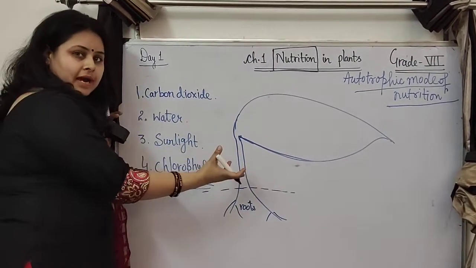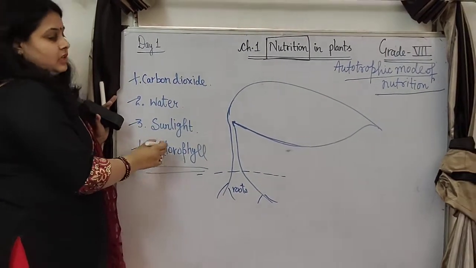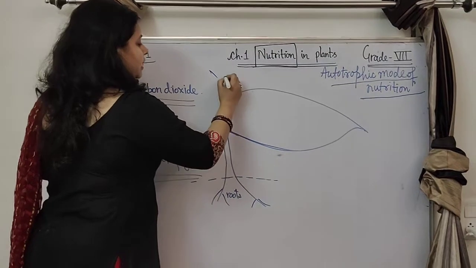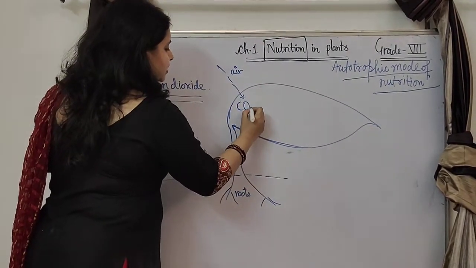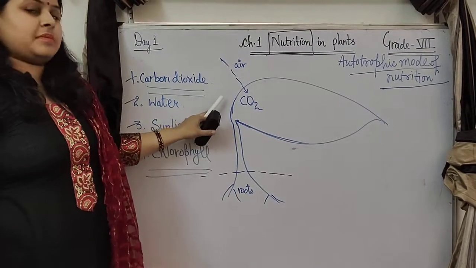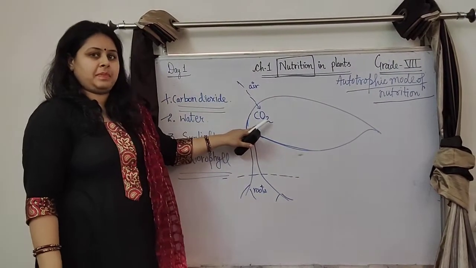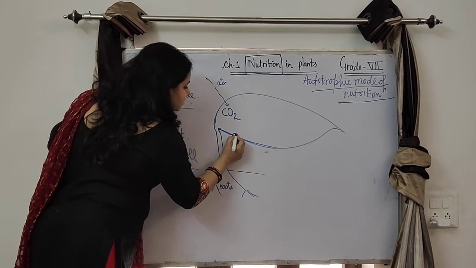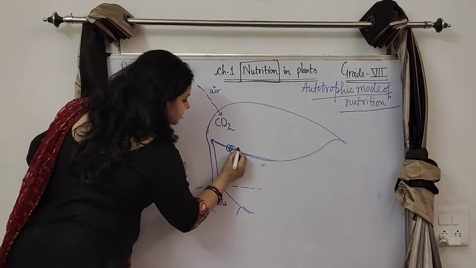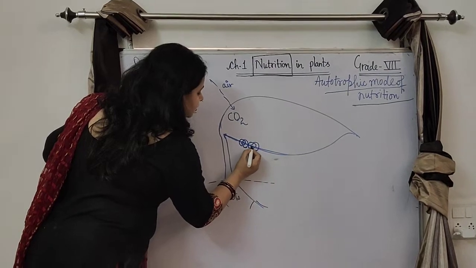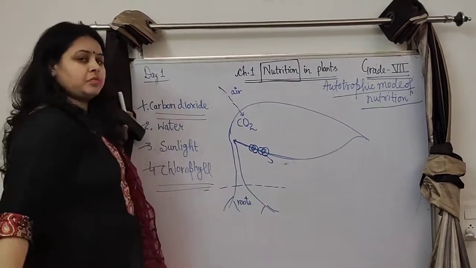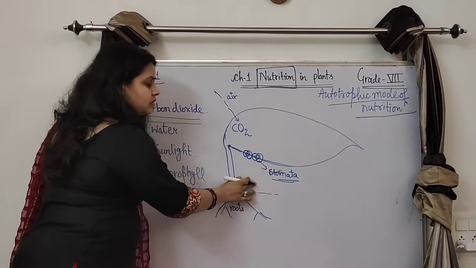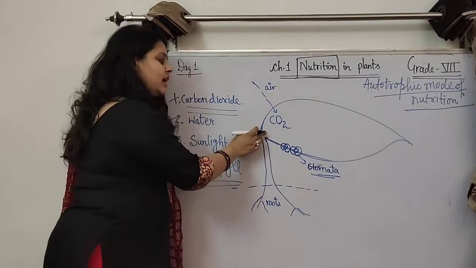Now, how does the plant get all these four things? First of all, carbon dioxide. Plants get this carbon dioxide from the air, the atmosphere, and this carbon dioxide enters the leaf of the plant through the small pores present on the lower surface of leaves. You all know these small pores are known as stomata. The stomata allow the carbon dioxide to get into the leaves.